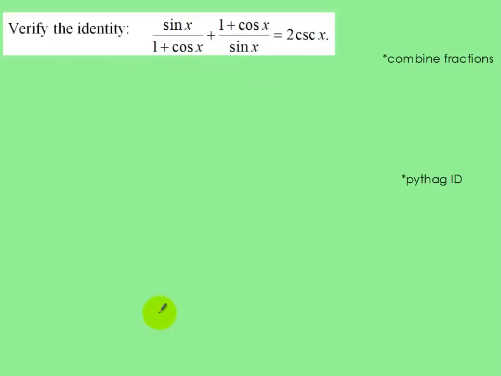Let's try another one. So I want to verify this identity. It's looking even more complicated. Well, if I see two fractions here, I want to combine these into one fraction, because there's only one fraction on the right side. So the first thing, I've got to multiply both these fractions by the common denominator. So I'm going to multiply the left one by sine over sine, and the right one by 1 plus cosine of x on the top and bottom.